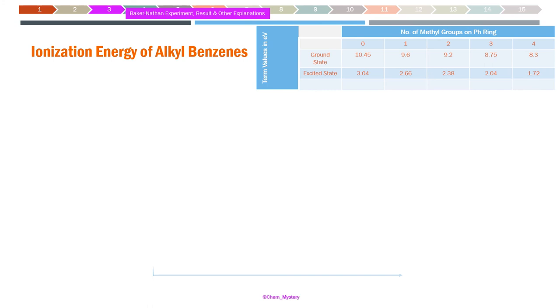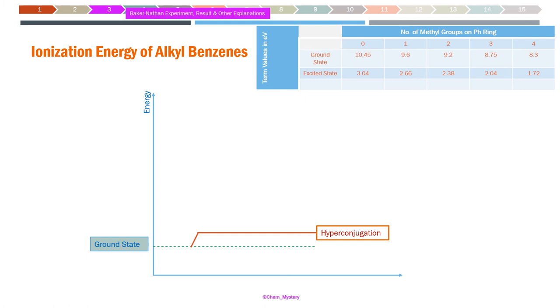Here is the relative energy profile diagram for what we are just talking about right now. This is the ground state, and this is supposed to be some hypothetical state. If our alkyl benzene has the inductive effect and hyperconjugative effect coming into the picture, hyperconjugation can increase the energy of our ground state, which can be a calculated value, or you can say the hypothetical value of the ground state of our given molecule.